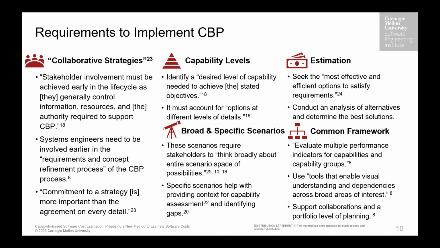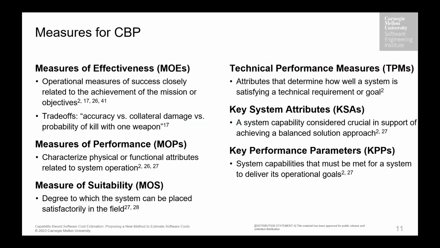Estimates, so to be able to determine whether you're going forth with the most effective solution, we need to be able to estimate those solutions. And since we are doing a lot of collaborating with different types of stakeholders, we need a common framework so that we can all be on the same page. All right, and finally, these are just a few of the measures that people have identified most effective for CBP, either in evaluating your current capabilities so that you can identify capability gaps, as well as when you're actually implementing them, measuring how well they are meeting the requirements and needs for your capability gaps.